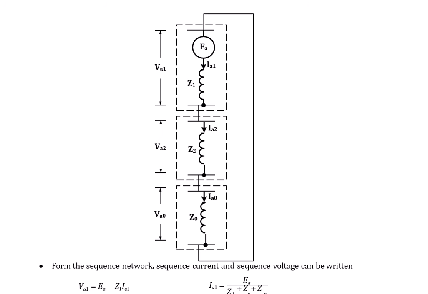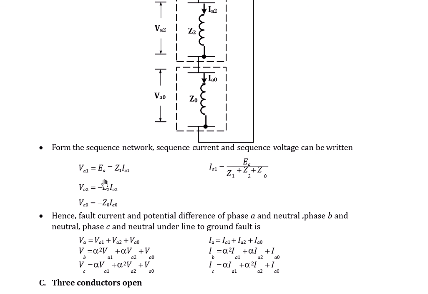But when the fault occurs between line and ground, line to line, or double line to ground, in that particular case we have a fault impedance ZF. So if we write the equations from this figure, then VA1 is equal to EA minus Z1 into IA1, VA2 is equal to minus Z2 into IA2, and VA0 is equal to minus Z0 into IA0, and finally IA1 is equal to EA upon Z1 plus Z2 plus Z0. Then we can calculate the other phase equations by using these equations.